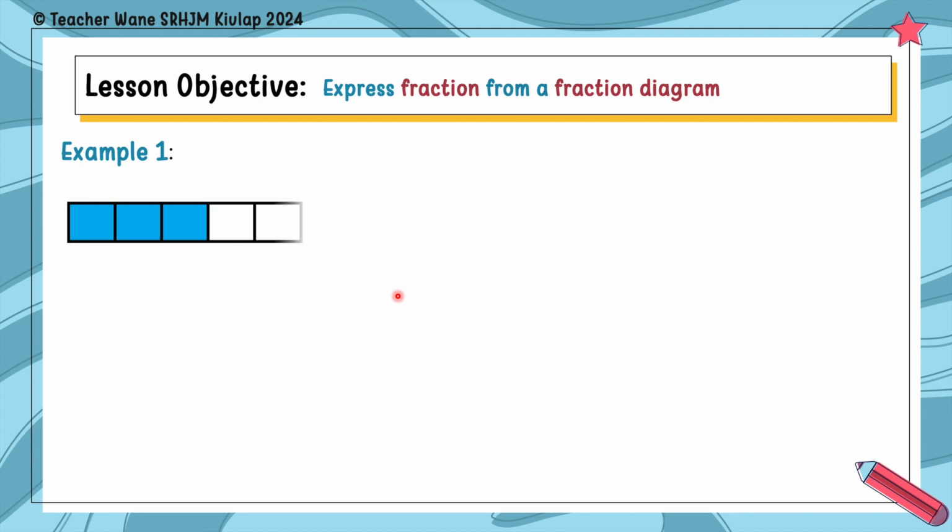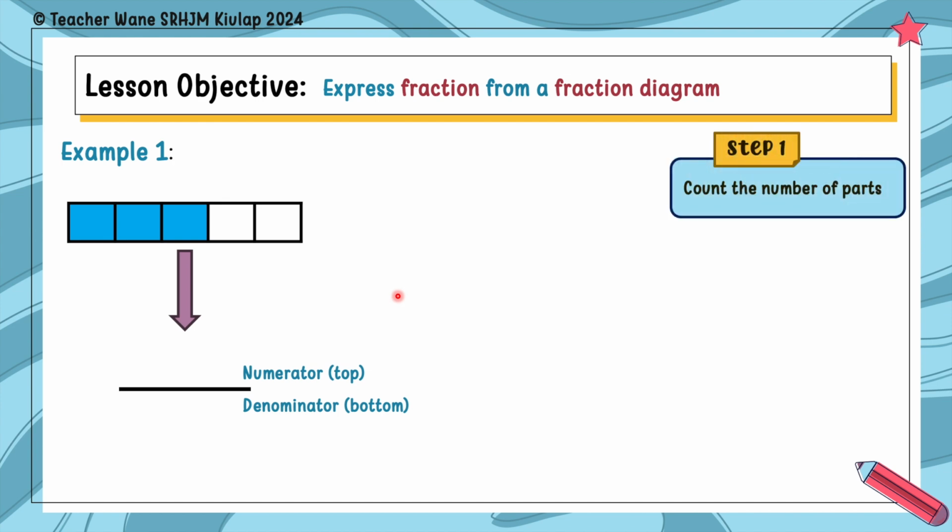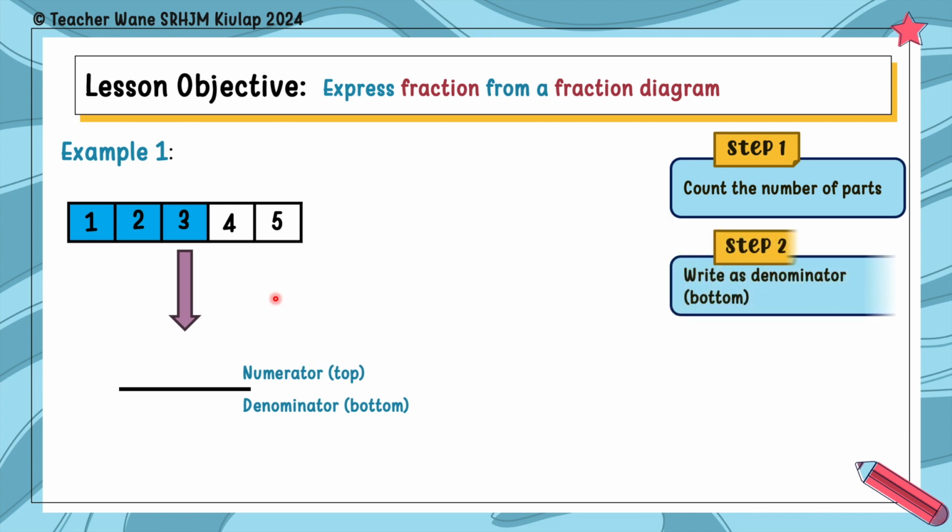Here is example 1. So I have here a fraction diagram. How do I express this in fractions? So remember just now, fraction, we have the numerator, which is at the top, and denominator, which is a number at the bottom. So step number 1, we count the number of parts first. So how many parts do we see here? 1, 2, 3, 4, 5. So we have 5 number of parts, and that number 5 I will write down as denominator. So I will write down here denominator, which is at the bottom.